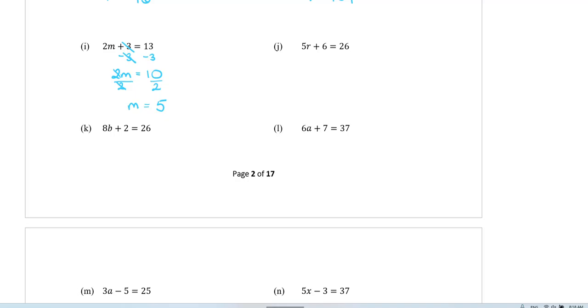Let's do J. So we have 5r plus 6. So the plus 6 has been tacked on the end there, so it needs to be removed first. So we need to subtract 6 to get rid of it.